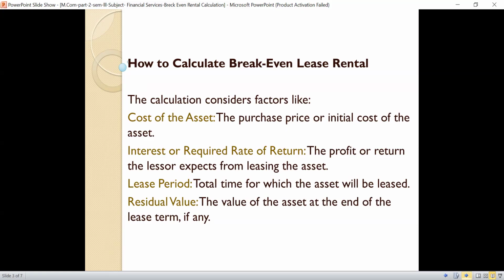Third point is lease period, the total time for which the assets will be leased, which means the lease period is the total time for which the assets will be used by the lessee. Fourth point is residual value, the value of the assets at the end of the lease term, if any, which means residual value is the worth of the asset at the end of the lease period, if it still has any value left.